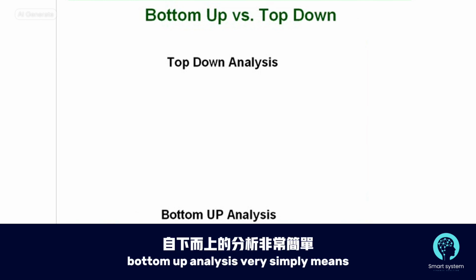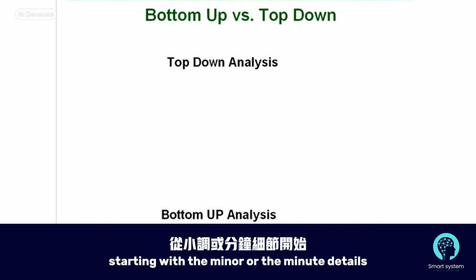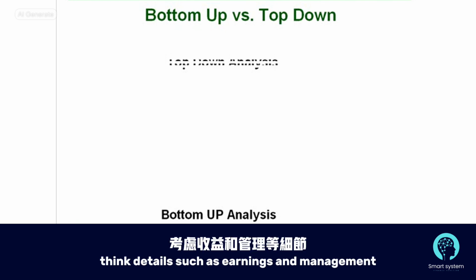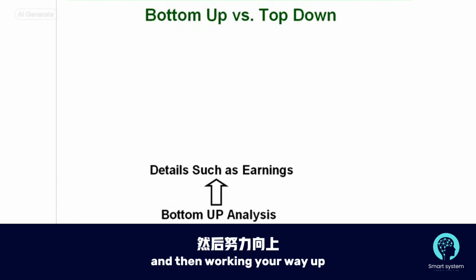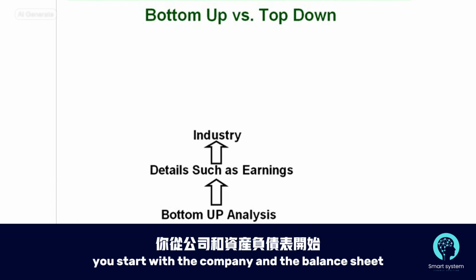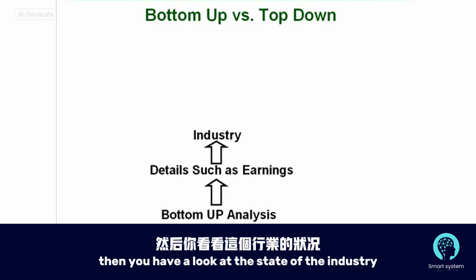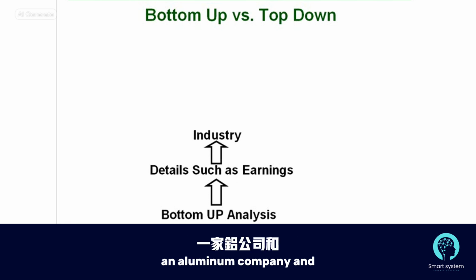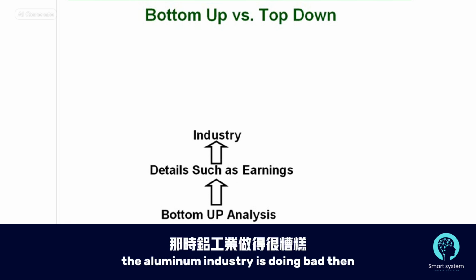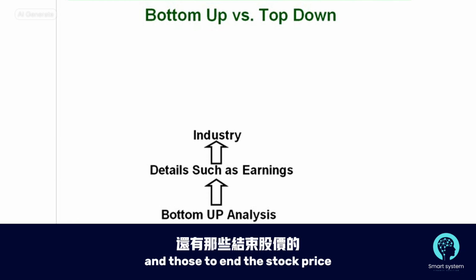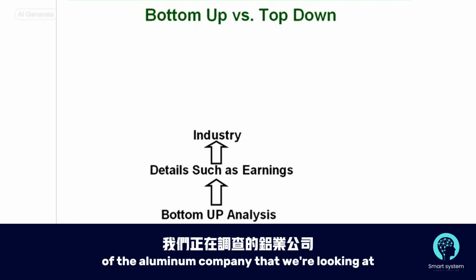Bottom-up analysis very simply means starting with the minor or the minute details. For a company, think details such as earnings and management, and then working your way up to the more broad details. You start with the company and the balance sheet, then you have a look at the state of the industry that company is a part of, because obviously if we're looking at, say, an aluminum company and the aluminum industry is doing badly, then that's probably going to affect the earnings, and the stock price of the aluminum company that we're looking at.